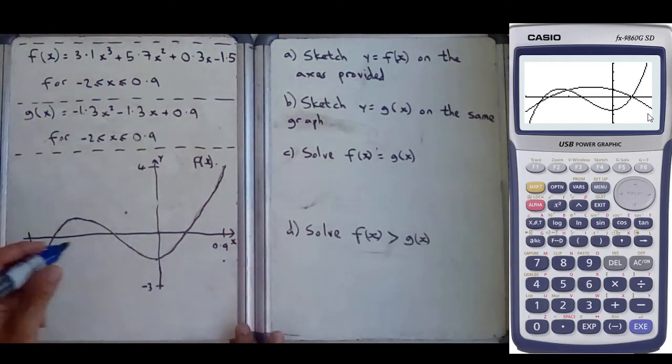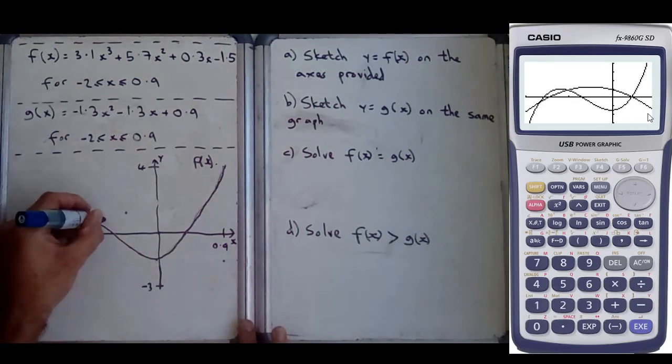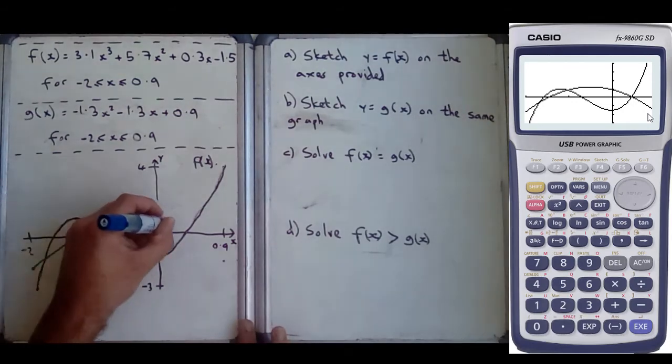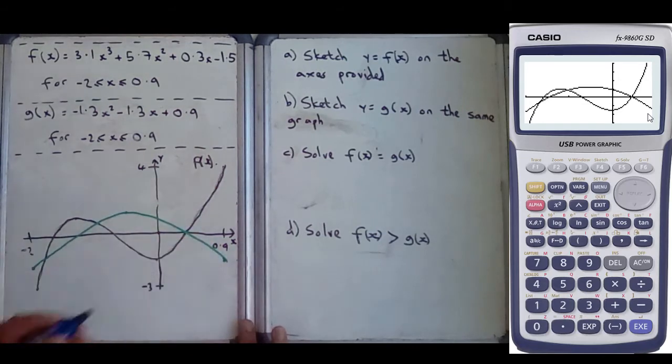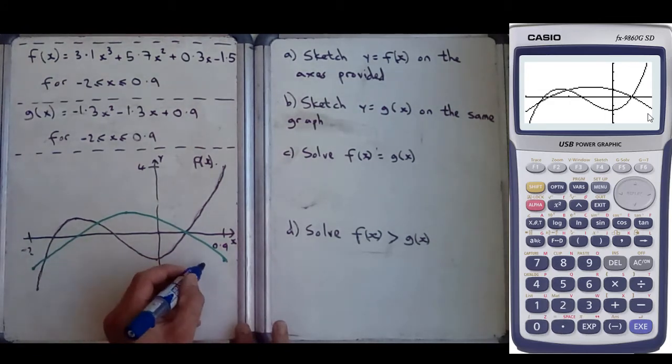And I just need to join these with as smooth a curve as I can. Something like that. It's not brilliant, it's probably not as curvy as I wanted it to be here, but it would get me full marks. So that is g of x.